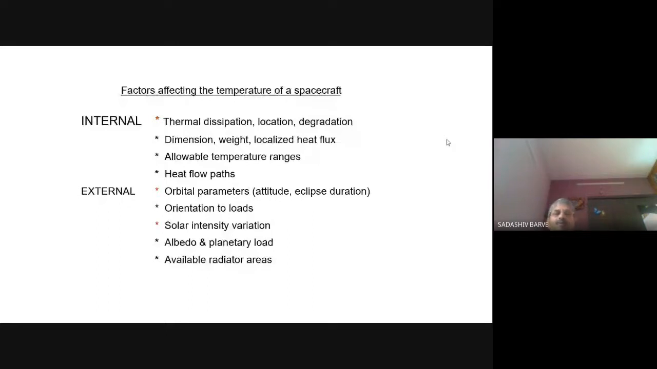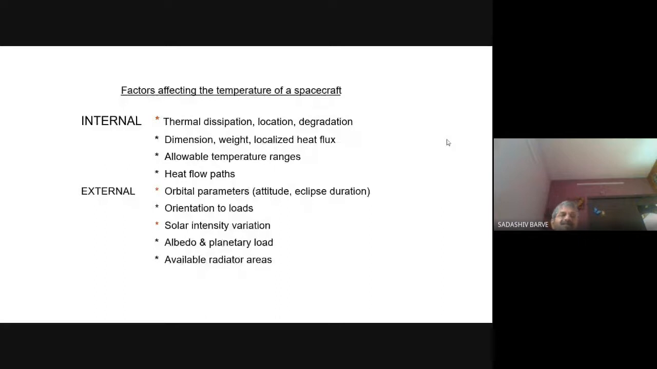Then the heat flow path. We need to decide how the heat flow path takes place within a package. For example, most of the packages nowadays are made of aluminum or magnesium alloy, but what should be the thickness of that package which will improve the heat flow from all the components to the wall of the package and to the base of the package, and from the base it will go to the panel, and how it flows in plane. That heat flow path is very important for maintaining the temperature of the satellite.